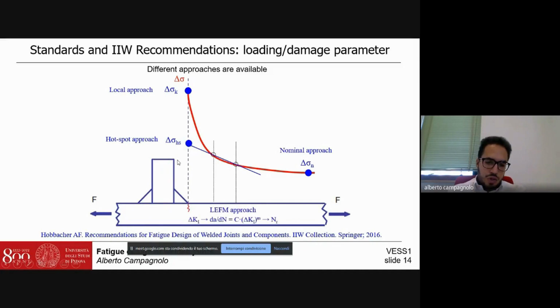Another approach is completely different from the previous ones, since it assumes that a pre-crack is present in the structure, and it is based on the calculation of the stress intensity factor. Using the Paris curve, we can derive an estimation of the residual fatigue life of the pre-cracked structure.